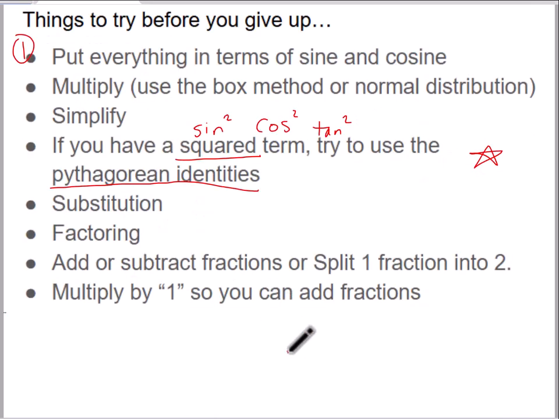For this list, you may want to pause the video here so you can copy all of these things down, and then I'm going to move to the next slide and work this first problem. This is the list of things that's super helpful for you to try.